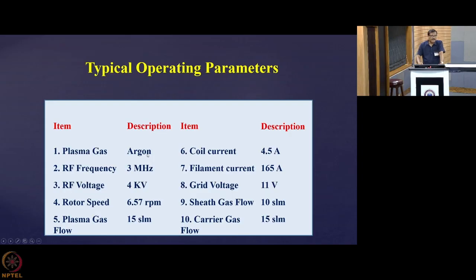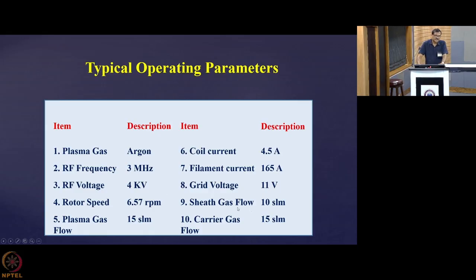Now the typical operating parameters of these radio frequency thermal plasma devices are like this. You can see here that the plasma gas typically used is argon. You can use many other gases as well. Here we are operating at 3 megahertz. This megahertz is the radio frequency range. Then the radio frequency voltage was around 4 kilovolt. Then what you are seeing here, the flow rate of the plasma gas, is around 15 liter per minute.